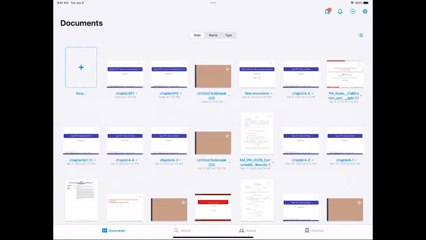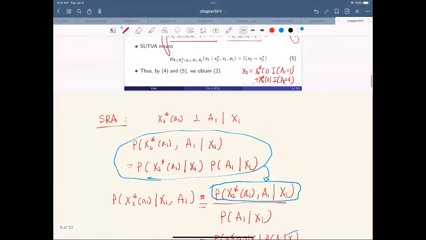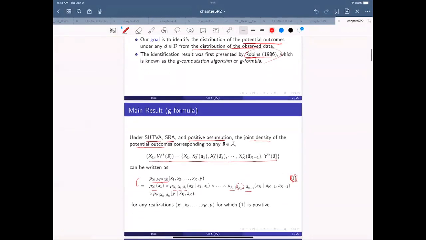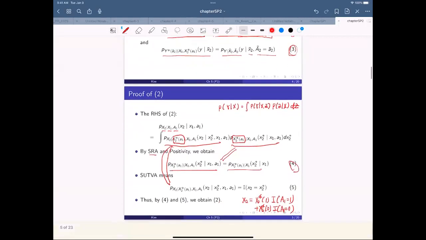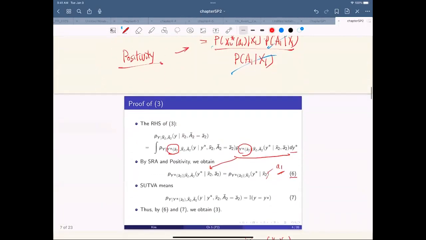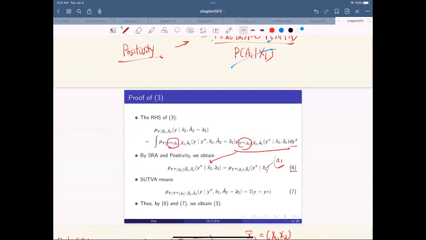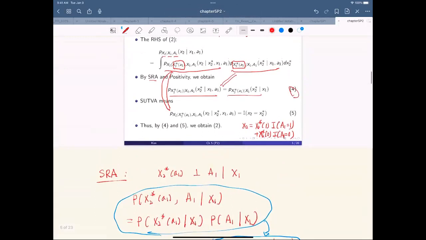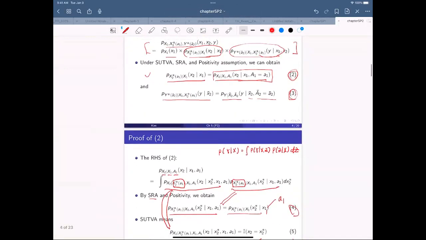So I think this is the main result. This result basically says you do have A1, right? So you are right. Thank you. So we cannot really ignore this. We do use this one. Yeah, that's good. Thank you. So this one actually is A1.